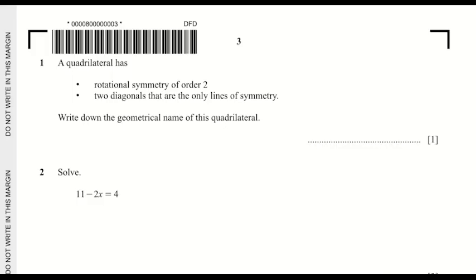Let's get started. A quadrilateral has rotational symmetry of order 2. Two diagonals that are the only lines of symmetry. Write down the geometrical name of this quadrilateral. So of course, this is very obvious. This is a rhombus.